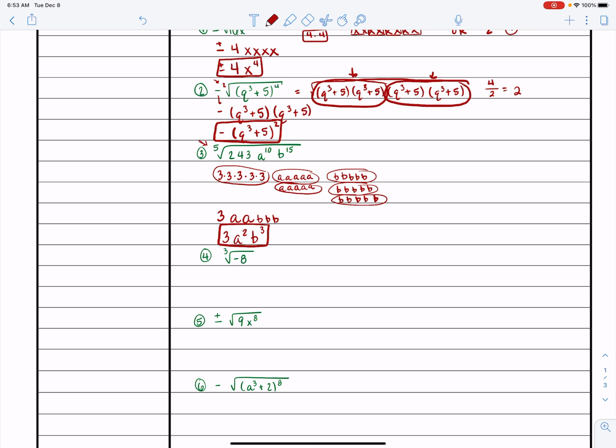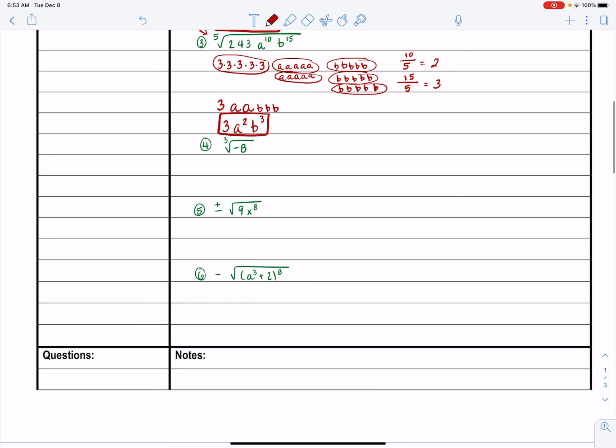Or for the exponents, you could say that 10, the exponent of A, divided by 5, your root, is 2. So A should have an exponent of 2. You can take 15, your exponent of B, divided by 5, the root, and you get 3. So B has an exponent of 3, okay?